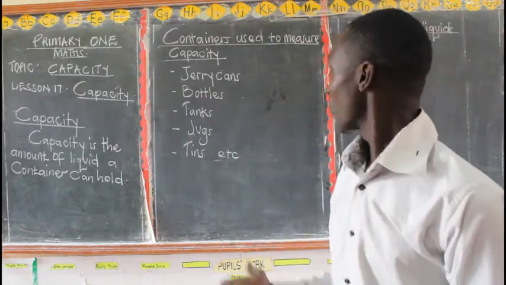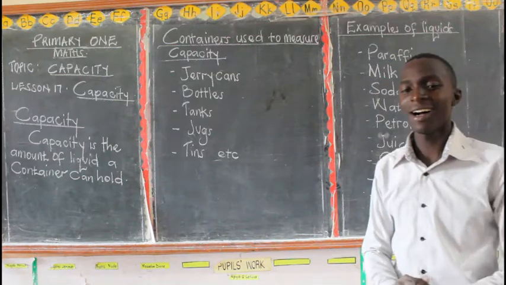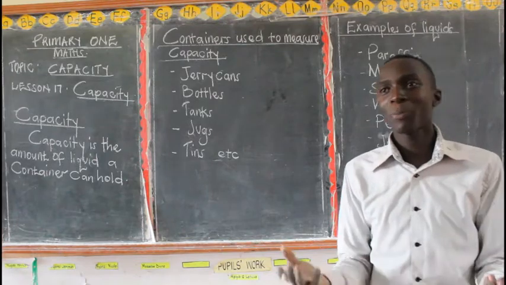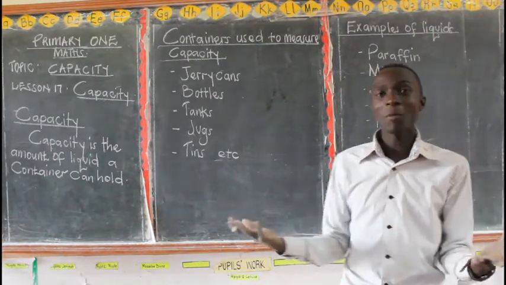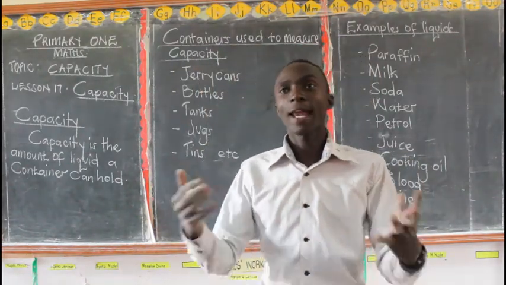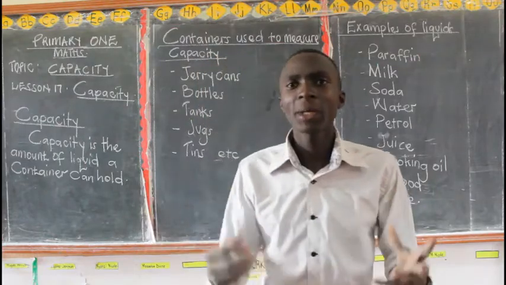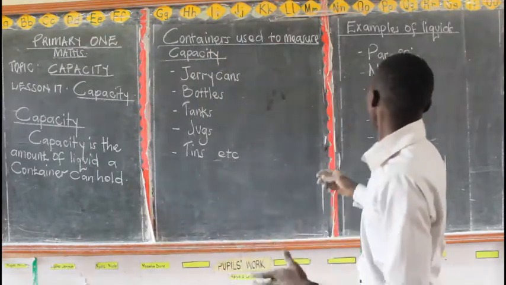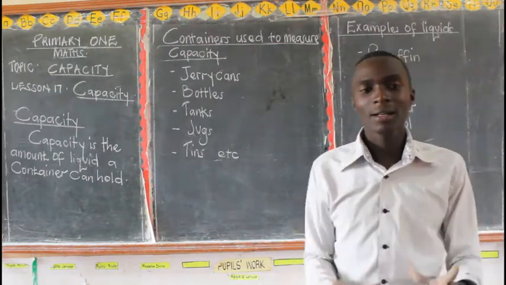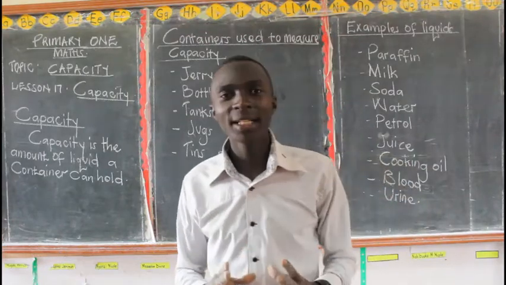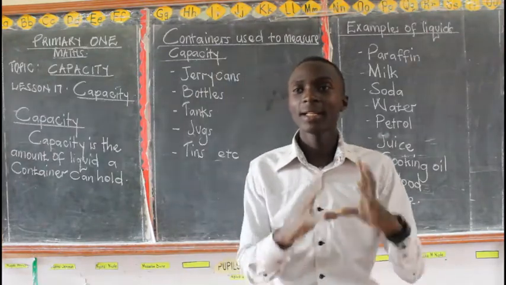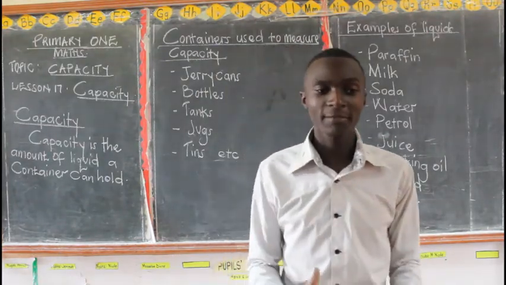For example, we are going to see examples of liquids. First of all, we do have paraffin. Some of you at home use paraffin for lights or for cooking and for very many other uses. Oil, petrol, and others. Another one is milk. Hope you know what milk is. Milk comes from a cow, and a goat can also provide us with milk, so that we take milk.